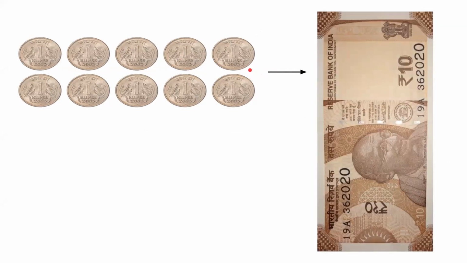But instead of using so many 1 rupee coins, I will use a 10 rupee note. From this I learned that one note of 10 rupees is the same as 10 coins of rupee 1. एक 10 का नोट 10 एक के सिक्कों के बराबर है. Why? Because this side is also rupees 10 and this side is also rupees 10.